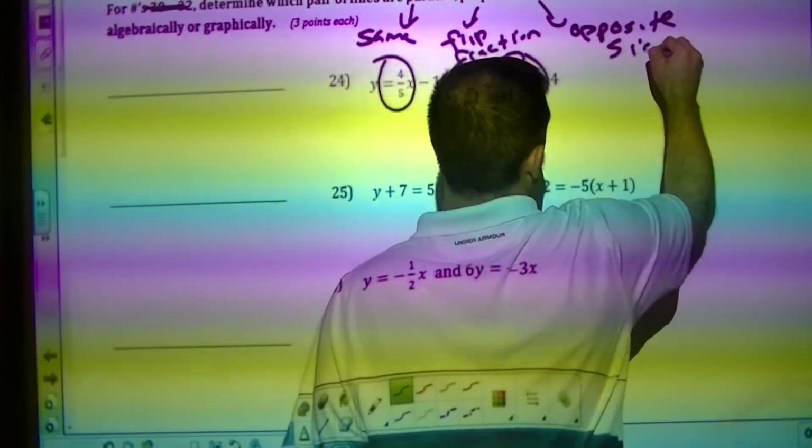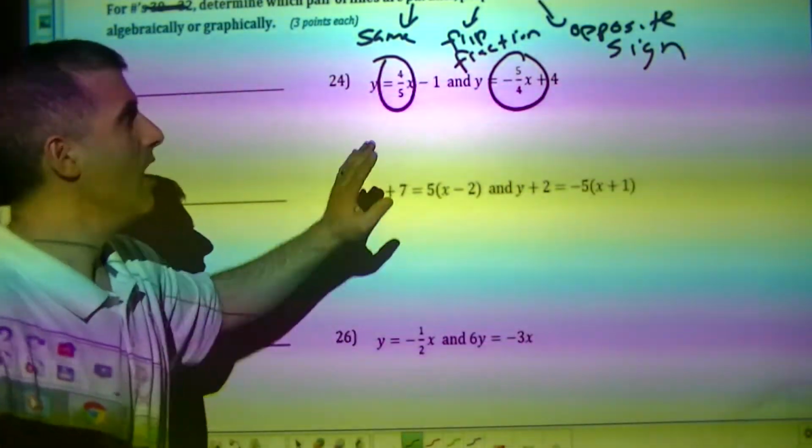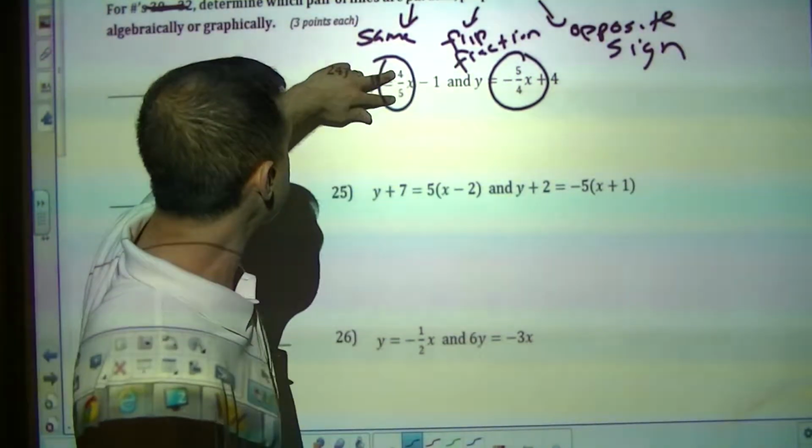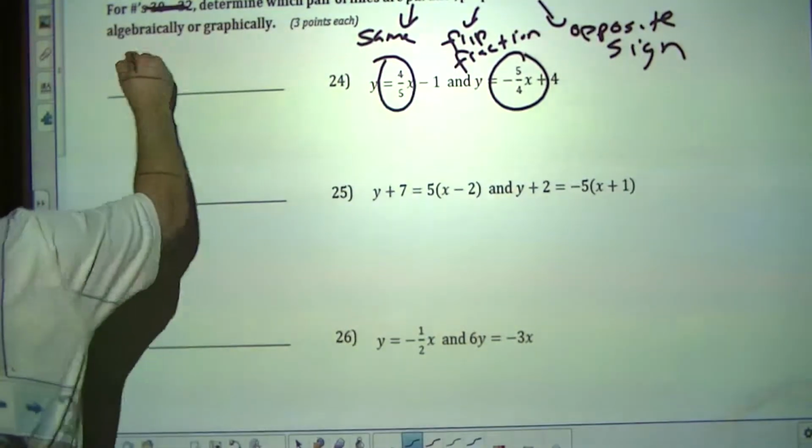Okay, so check to see if they're parallel. Are they the same? No. Okay, let's check to see if they're perpendicular. Well, let's flip the fraction. Does the fraction flip? Yes. Does the sign change? Yes. So this is perpendicular.